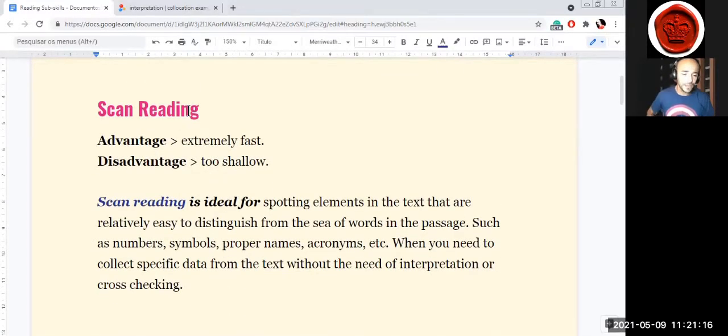Okay, so the first type of reading is called scan reading. The 2 central characteristics that should always be present in your mind are that when you're scanning a text, you can do that very quickly, and the problem is that the level of information you are collecting is actually very shallow.